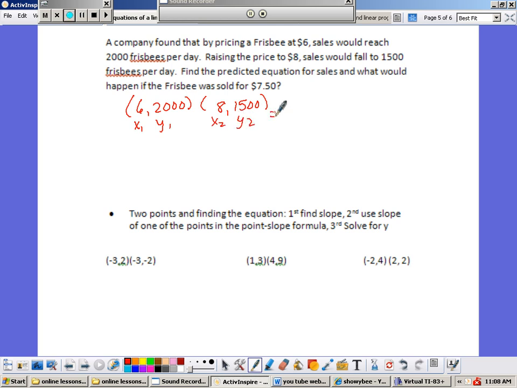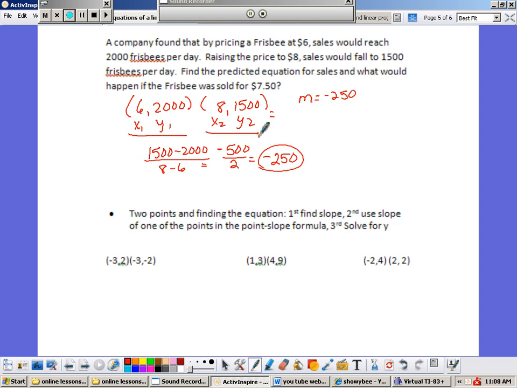First thing I have to do is find a slope. So I have 1,500 minus 2,000 over 8 minus 6. That gives me negative 500 over 2, which gives me negative 250. Now that I have a slope, I have an m of negative 250. I have 2 points. I have 6, 2,000, and 8, 1,500. I can use either point in my equation. It doesn't matter which one I use because they're both going to come out as the same answer. So I'm going to put my negative 250 in, and I'm going to use the 6, 2,000.